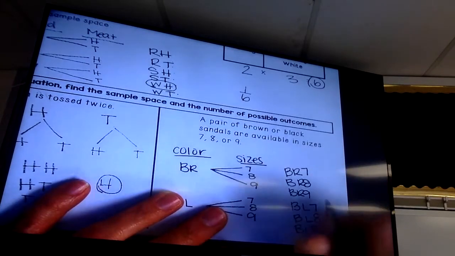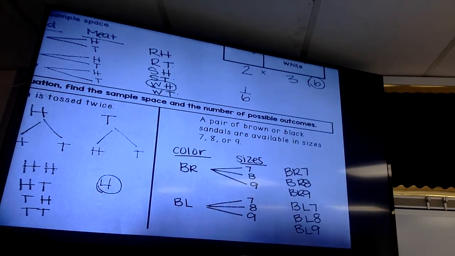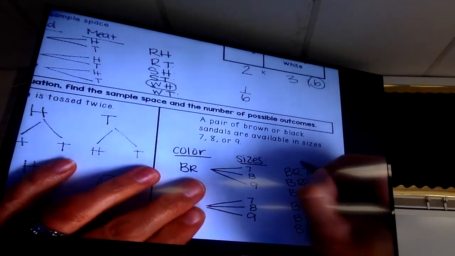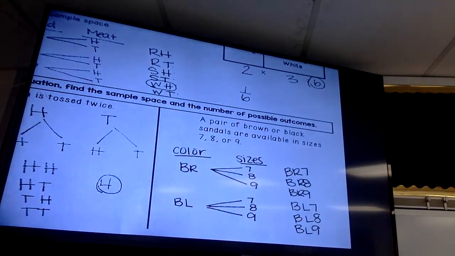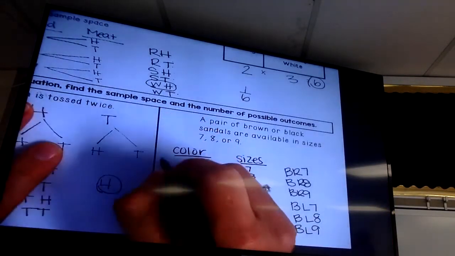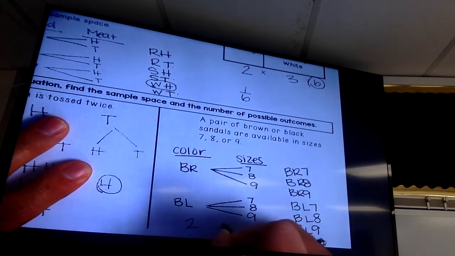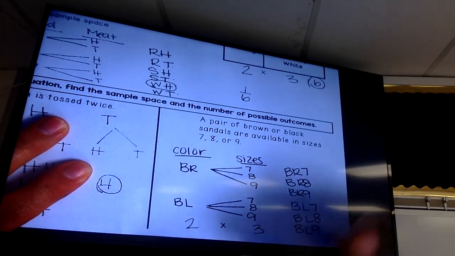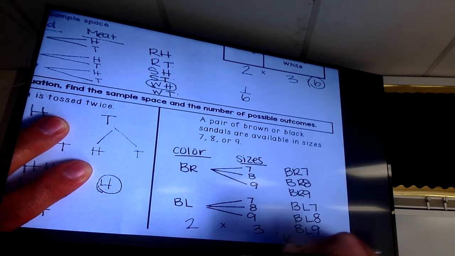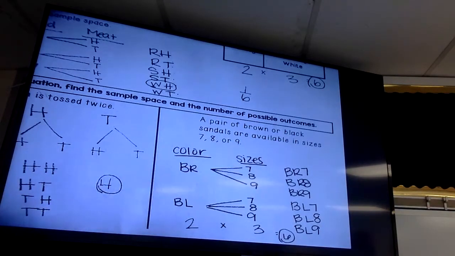Here's my sample space. And then to figure out the total number of outcomes, I could do it a couple different ways. I could count how many are in my sample space, or I could say 2 colors times 3 sizes equals 6. So there's 6 possible outcomes.